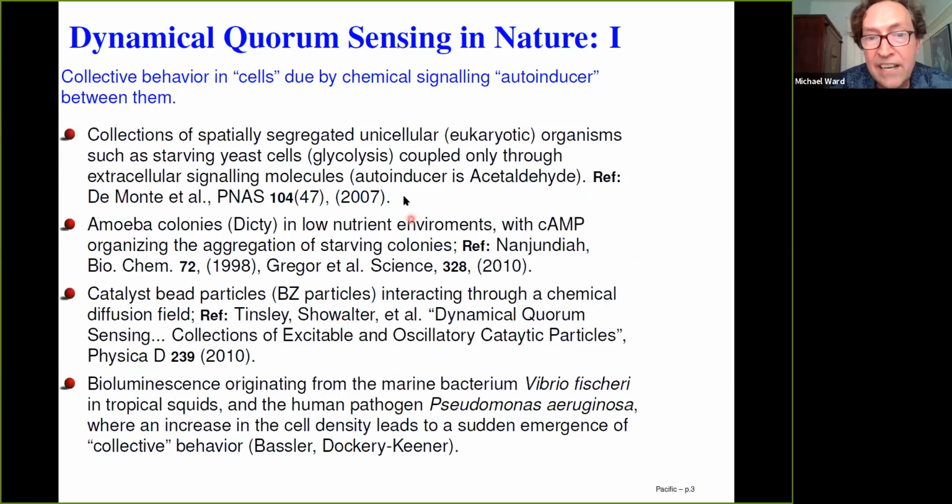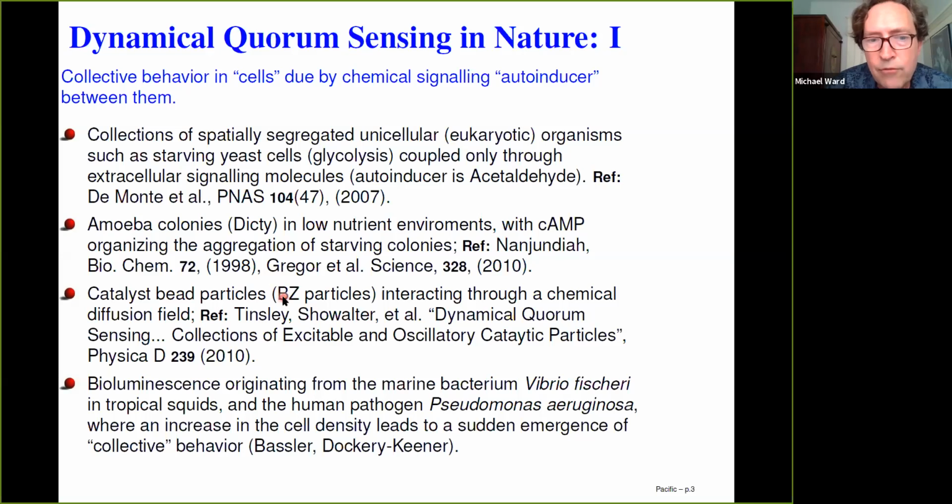So in nature, quorum sensing and collective behavior in cells due to an autoinducer field is a well-known concept. In glycolysis, starving yeast cells undergo oscillations that are mediated by acetaldehyde, which is known to be the autoinducer. And this has been studied in the literature, that there's a switch-like response. Social amoeba, in the early stages before they begin to exhibit aggregation, with cyclic AMP organizing the aggregation, start sending cues, right?